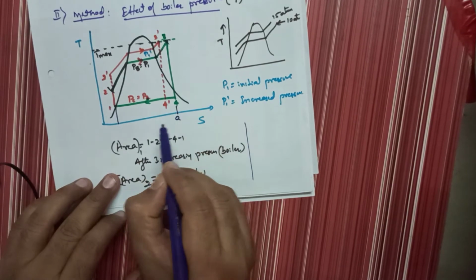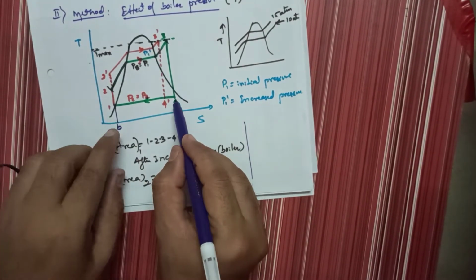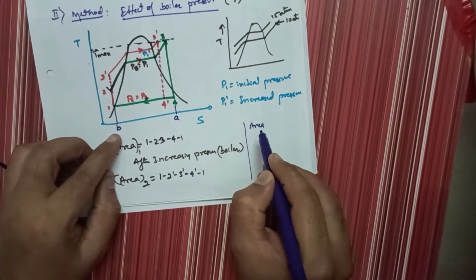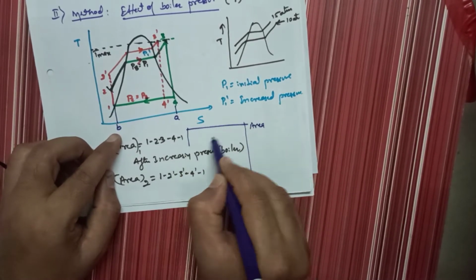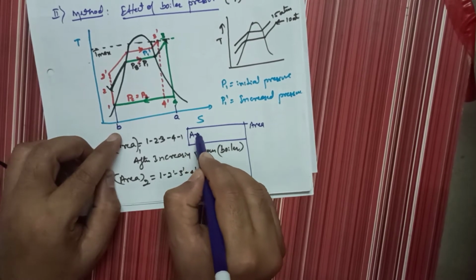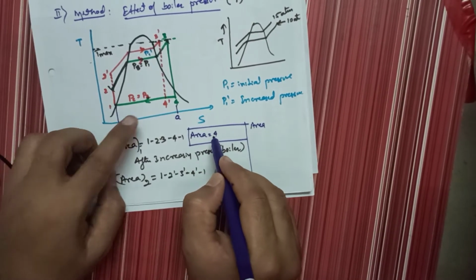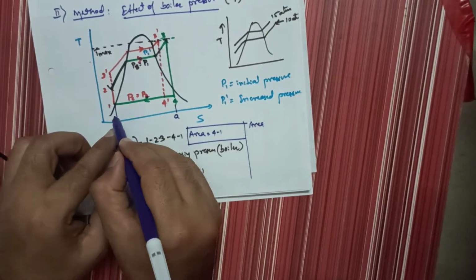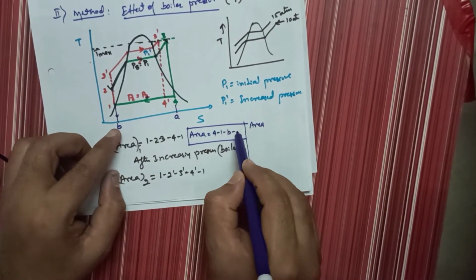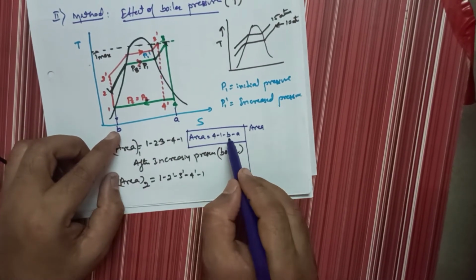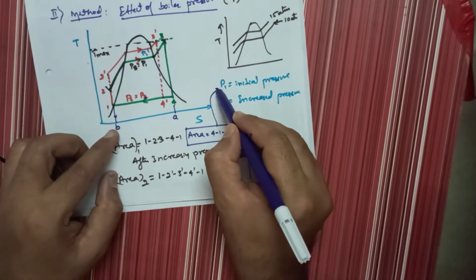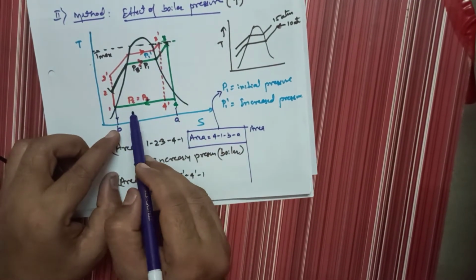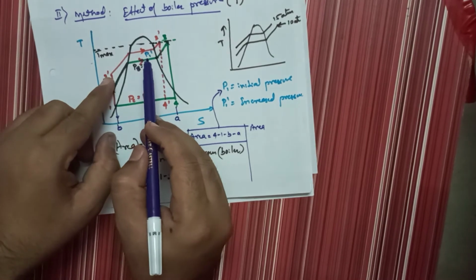I will take this point A, this point B. So here I will write area 4, point number 4, 1, B, A. 4 1 B A is when it is at initial pressure P1, this green color line, P1. Now I increase the pressure to P1 dash.